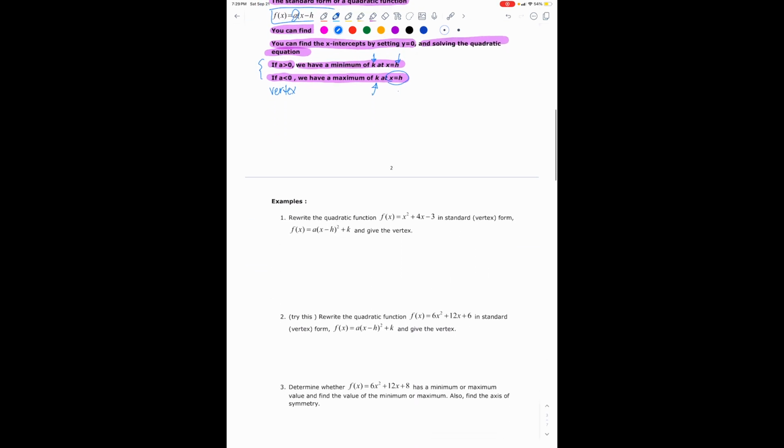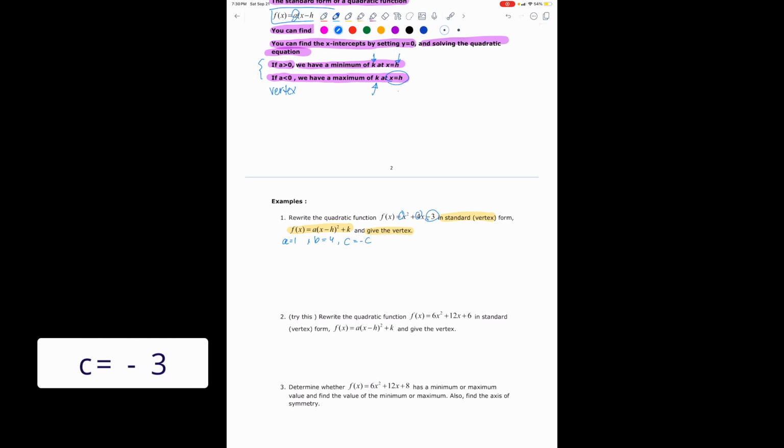Here are some examples. Rewrite the quadratic function f of x equals x squared plus 4x minus 3 in standard form, also known as vertex form, which is f of x equals a times (x minus h) squared plus k, and give the vertex. We will need to find the vertex first in order to determine the standard form. So let's first determine a, b, and c. A is equal to 1, which is the leading coefficient. B is equal to 4, which is the coefficient of the linear term. And c is equal to negative 3, which is the constant term.